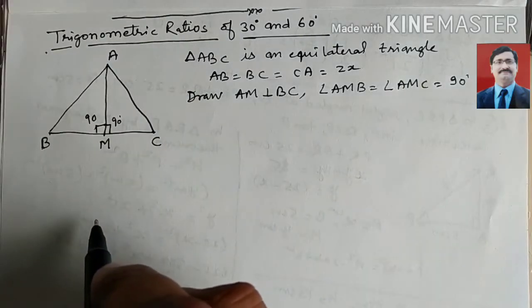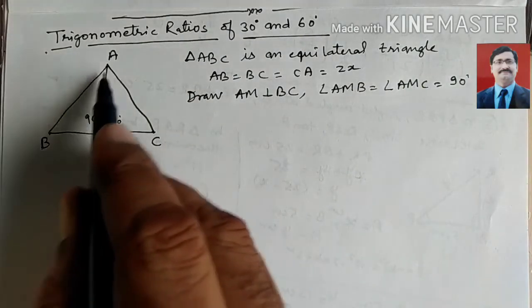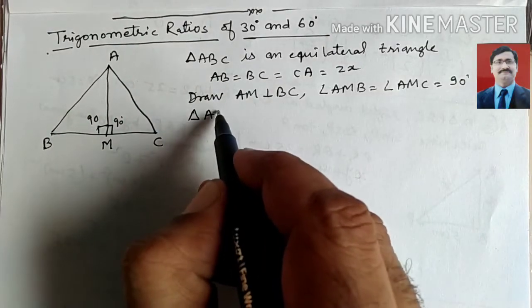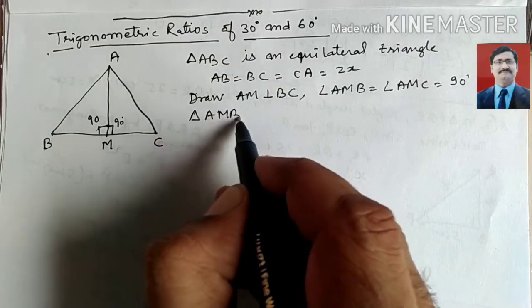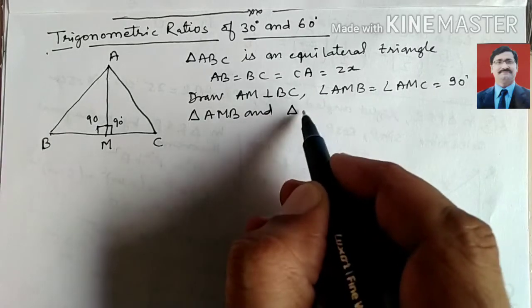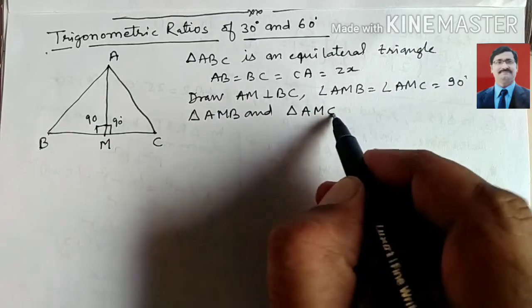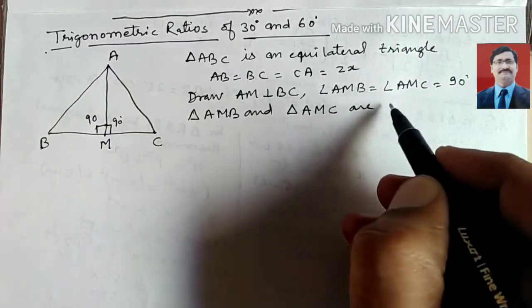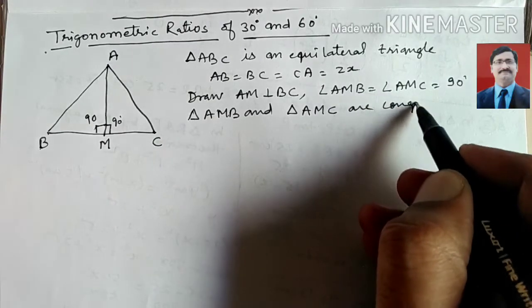Now you can understand that these two triangles, triangle AMB and triangle AMC, are congruent triangles.